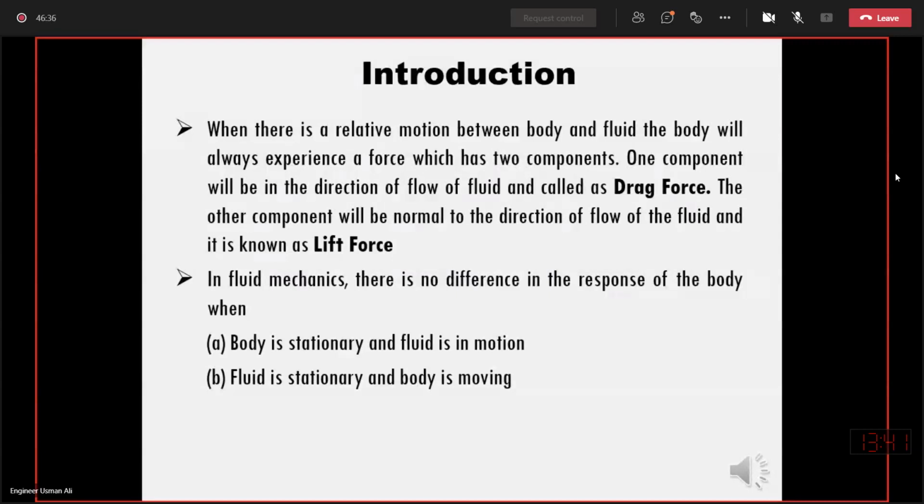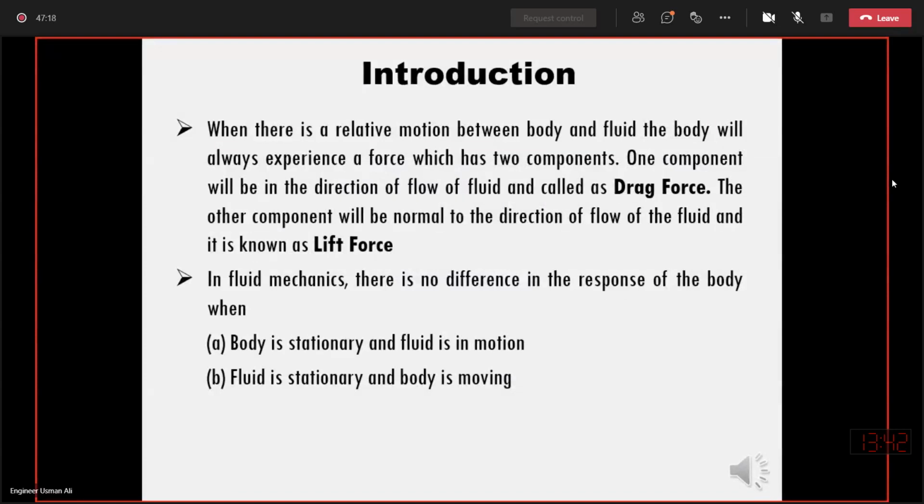Whenever there is relative motion between body and the fluid, the fluid will always exert a force on the body, and this force will have two components. One is in the direction of the flow of the fluid, which will tend to move the body in the direction of the flow; that is called the drag force. The other component is normal to the direction of flow of the fluid, and this is known as a lift force, which will tend to lift the body. In fluid mechanics, there is no difference in the response of the body when, as I mentioned already, the body is stationary and the fluid is in motion, or the fluid is stationary and the body is moving.